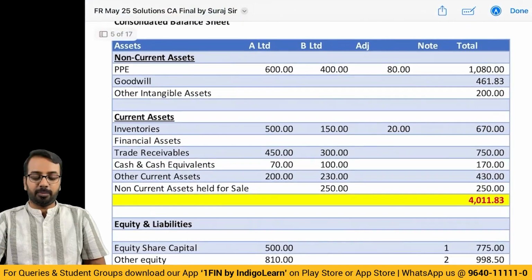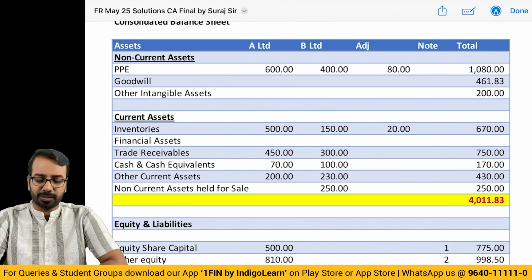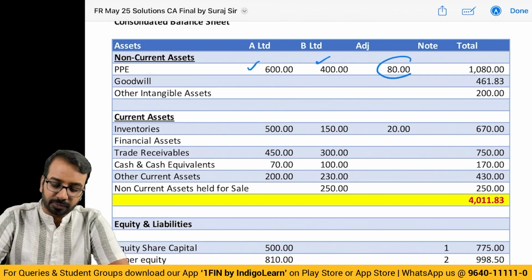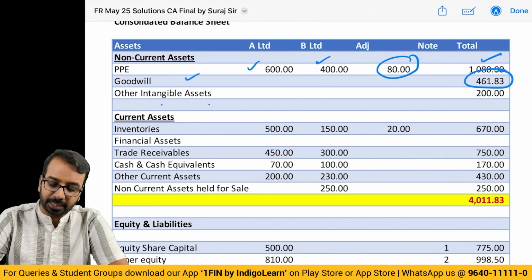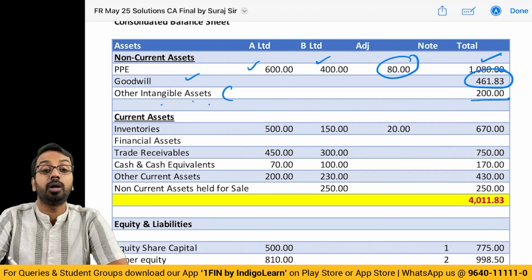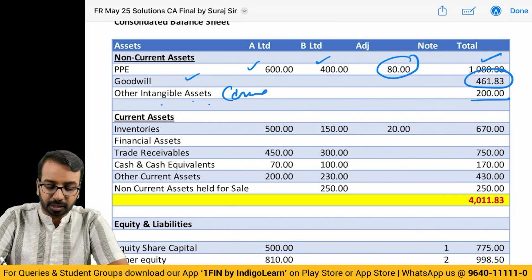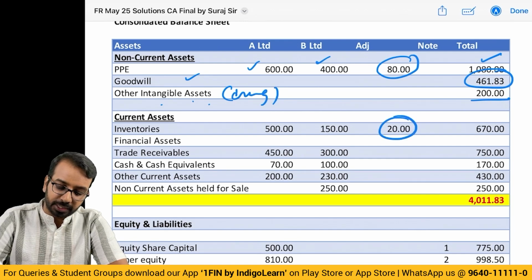coming to the consolidated balance sheet, it is more simple. A Limited, B Limited, whatever is the fair value adjustment, you will get the total. Goodwill as per computation. Other intangible assets 200. Now these other intangible assets are your intangible assets of that drug development. Inventories 20 adjustment, no adjustment in trade receivable.